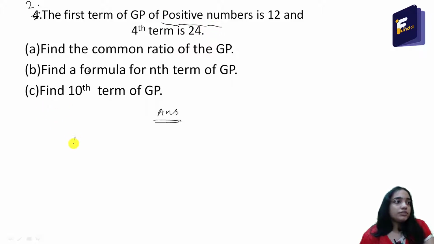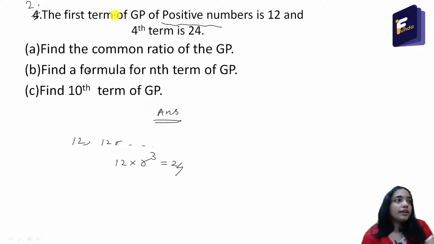So we have given the first term is 12. What will be the next term? It will be 12 into r. For the fourth term, the formula is a into r to the power n minus 1. Let the common ratio be r, and fourth term means 4 minus 1, that is 3. So 12r cube is equal to 24.